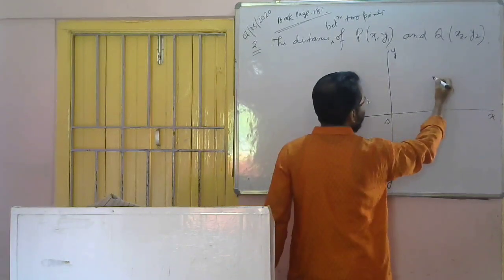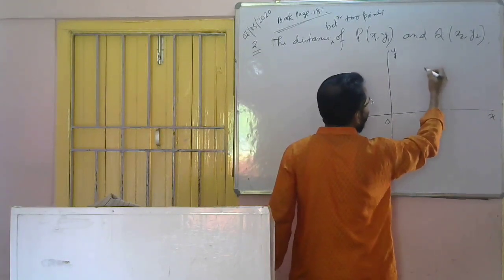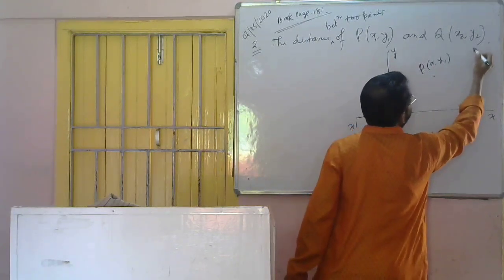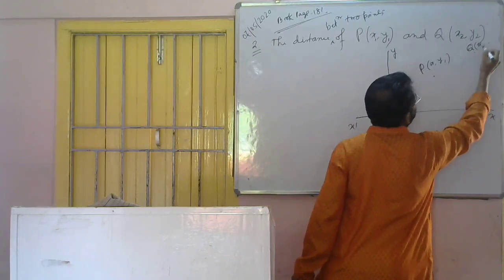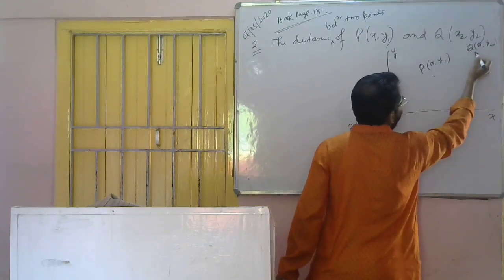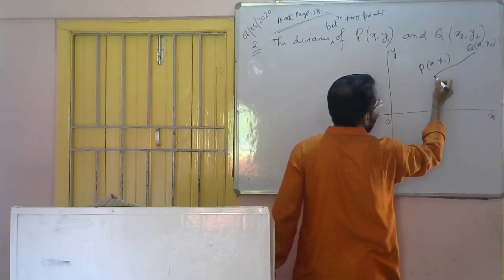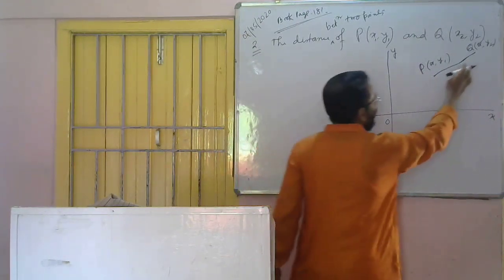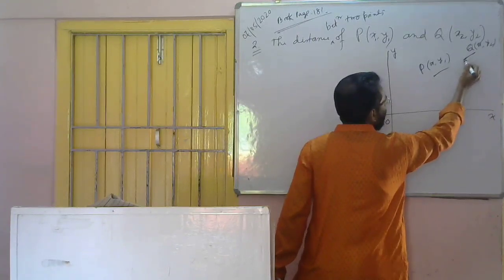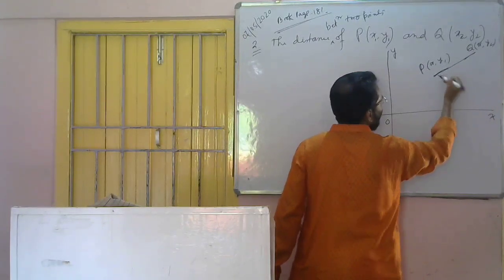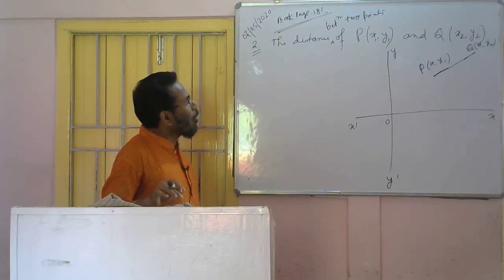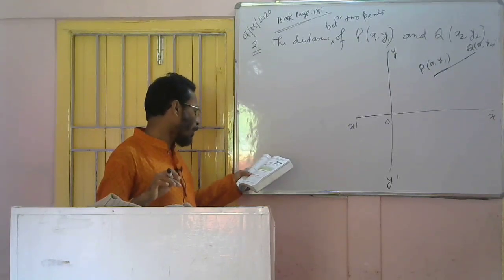Now, earlier it was from the origin. Now it is not from the origin. Here we are locating a point x1, y1, and here we are locating a point x2, y2. Now this P to Q line should be straight. This line is straight. So we are getting the distance of two points P(x1, y1) and Q(x2, y2).